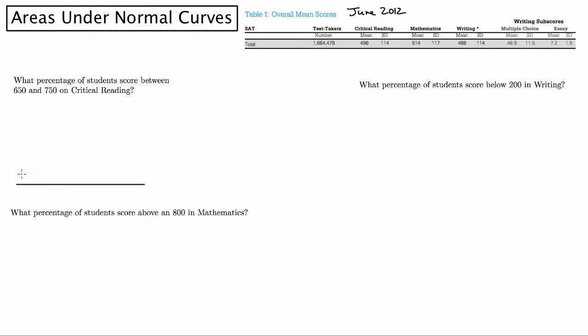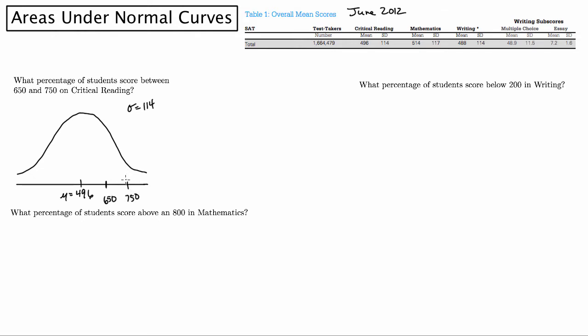For this one, between 650 and 750, we are on the critical reading scale. So the mean of this scale is at 496 and the standard deviation is 114. Now remember, these are population numbers, so this is mu and sigma. So looking at critical reading, what we're asked is what percentage score between 650 and 750. So I'll just indicate the region that we're looking at, 650 to 750.